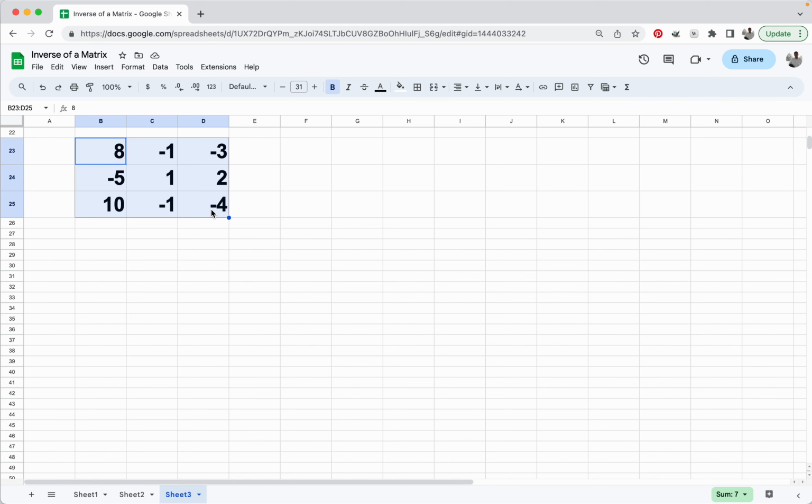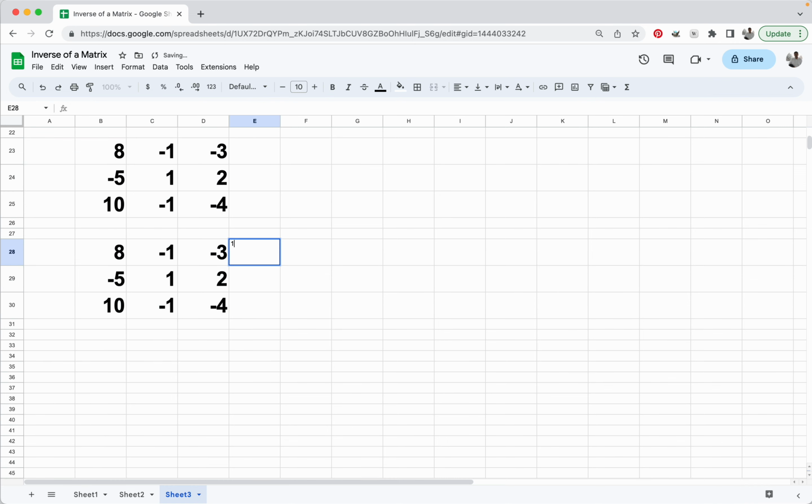Calculate the inverse for this 3 cross 3 matrix. First I'll write this in augmented form. So that's 1 0 0, 0 1 0, 0 0 1. Okay, let me increase the font.